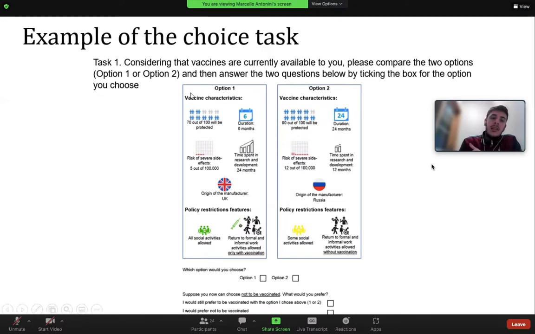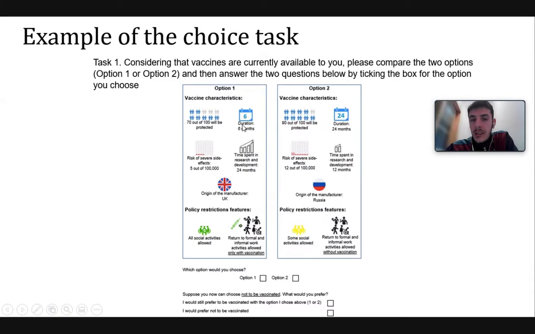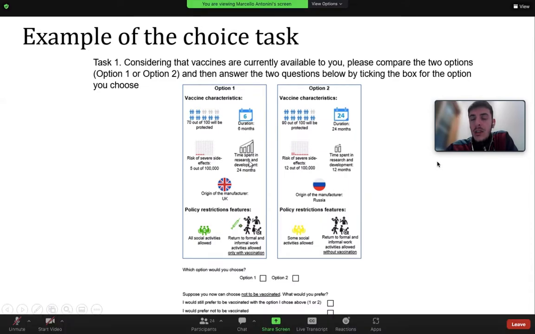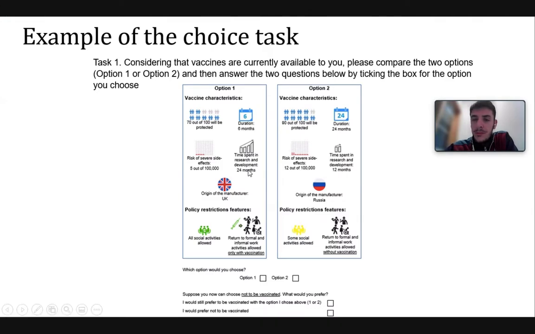So we have the efficacy, the effectiveness in reducing severe symptoms from infection, the duration of the vaccine, the risk of severe side effects, how much time has been spent in research and development before approval, the origin of the manufacturer, and then the level of policy restriction. So this is related to social activities, and this is related to the mandate. I'll go for option 1.